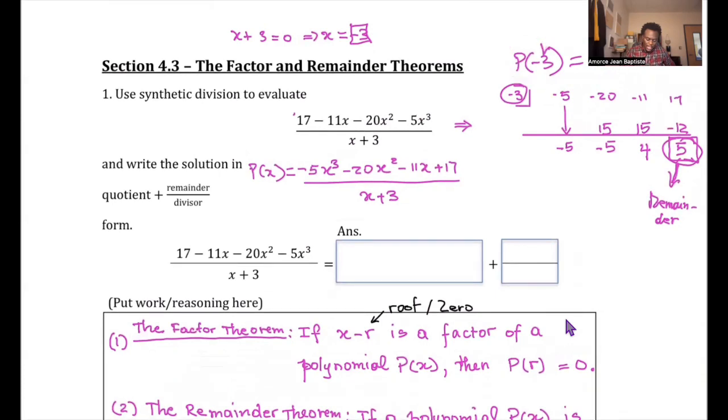Well, I just explained what the theorem was, but this is not what we're doing here because they just asked me to write the answer in the format of quotient plus remainder over divisor. We already have the divisor. The quotient will be made of the coefficients you got underneath the line.